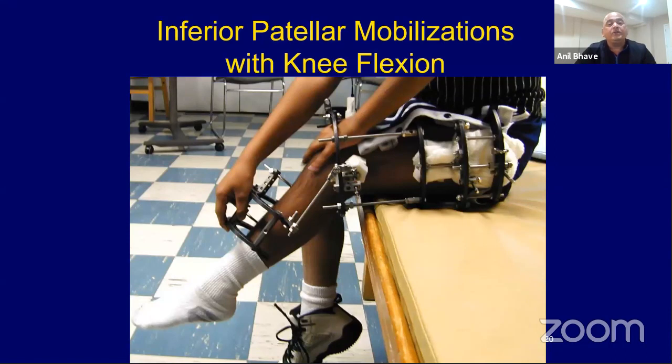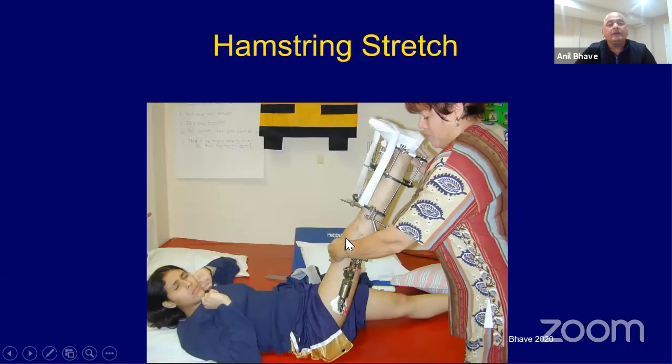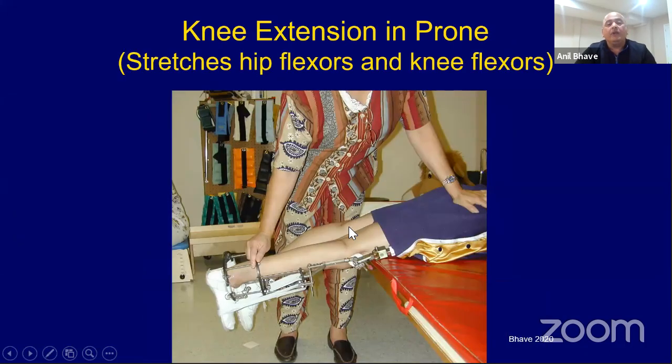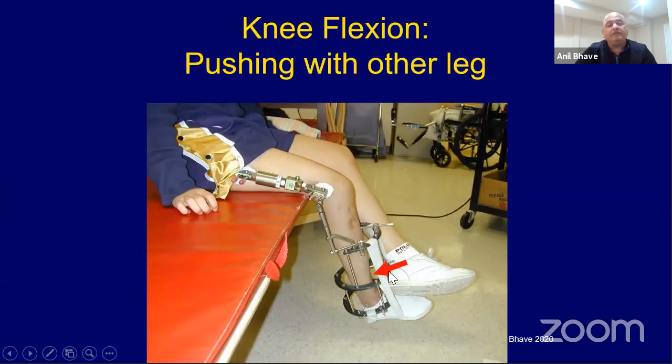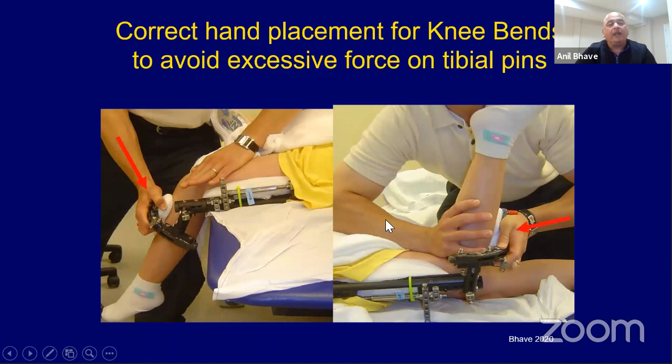This is the patient himself, inferior mobilization of the patella. At the same time, he's flexing his knee. Patient is doing it himself. So yes, it can be done like this. This is a mother stretching hamstrings. This is a prone knee hang for the patient. Correct hand placement by the parent and the therapist to stretch the knee. Self-stretching with the patient. Correct hand placement again.